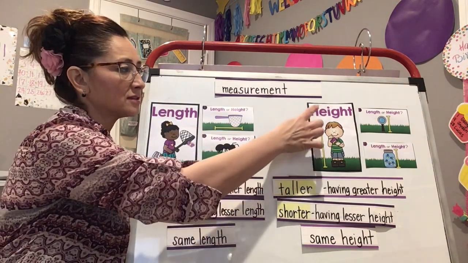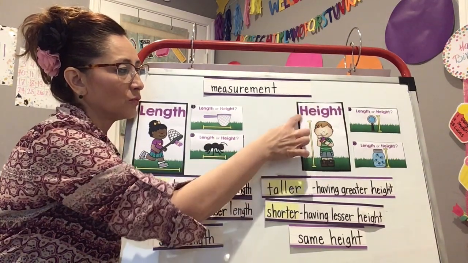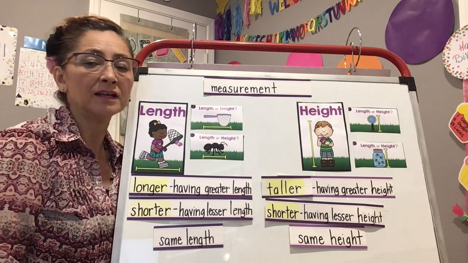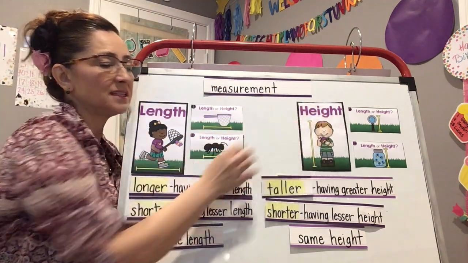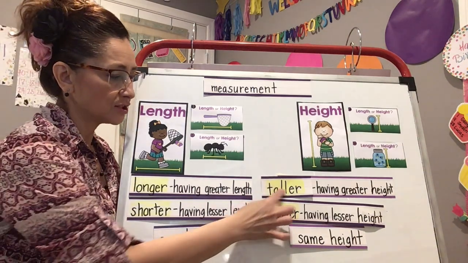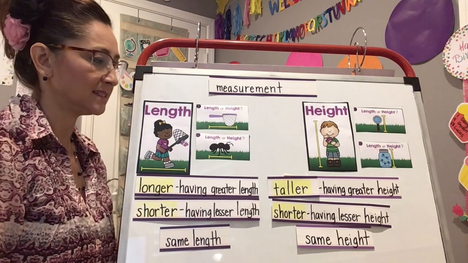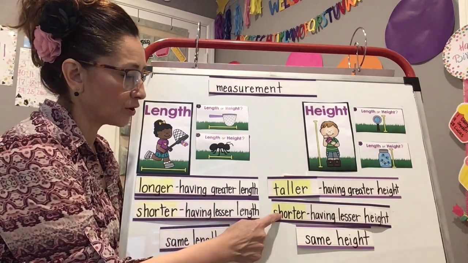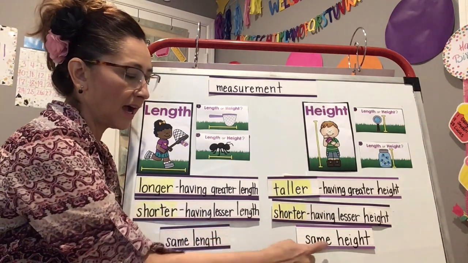Now let's go to height. For height, I want you to look at the word and look at the beginning. That's an H. And what sound does it make? That's right. So I want you to think of height. Put your hand up in the air. When you are measuring height, you want to know how tall something is, how high something is. And the words that we use are taller, shorter, and same height when we are comparing the height of objects. Taller means having greater height, that means more height. Shorter, having lesser height, that means less height. And the same height means the same.